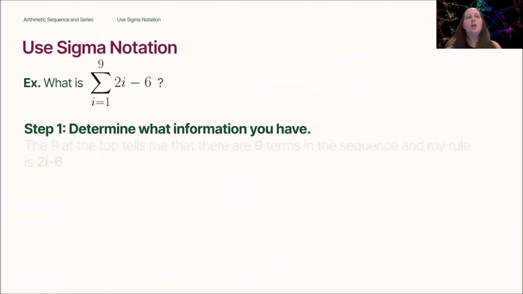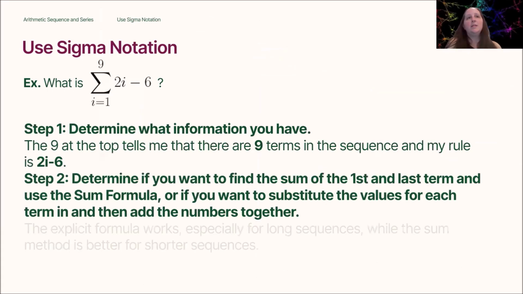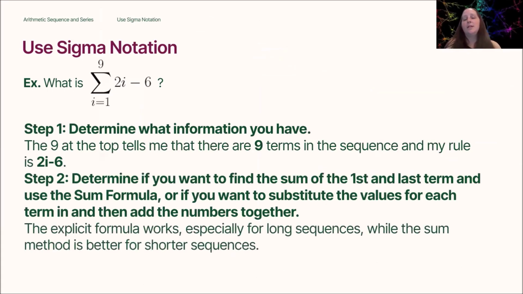Okay, so I want to know what the sum of 2i minus 6 is from 1 to 9. Okay, so I'm looking at the first term in my series, and I have 9 terms in my series. That's what the 9 tells me. And my rule is 2i minus 6.